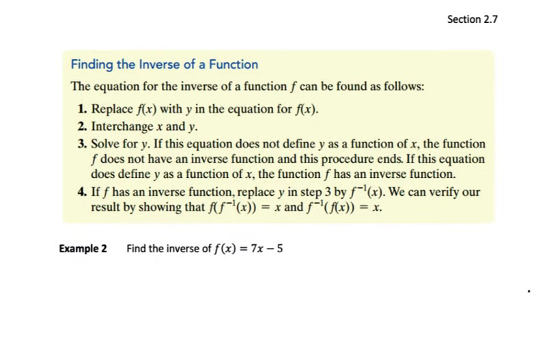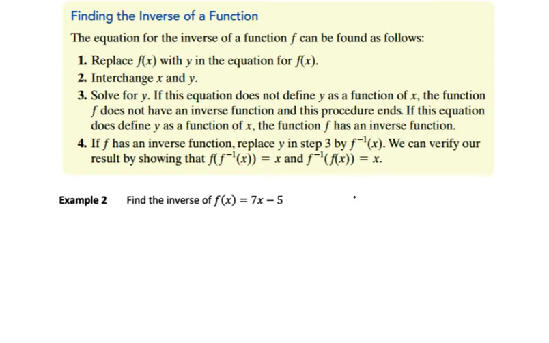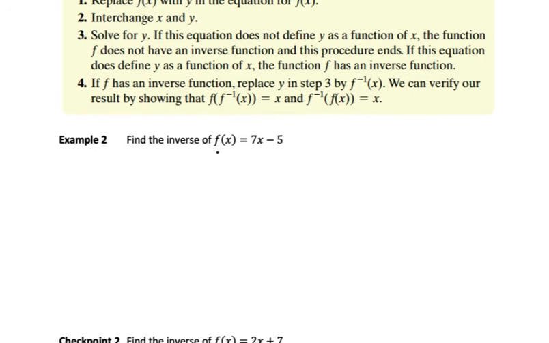Next we're going to talk about how to find the inverse of a function, and the process is as follows. First we replace f of x with y, then x and y switch places. Then we solve for y. Lastly, we replace the y with f inverse of x, this notation. So we're going to do example 2 from the textbook. Find the inverse of f of x equals 7x minus 5. So first we replace f of x with y. So y equals 7x minus 5.